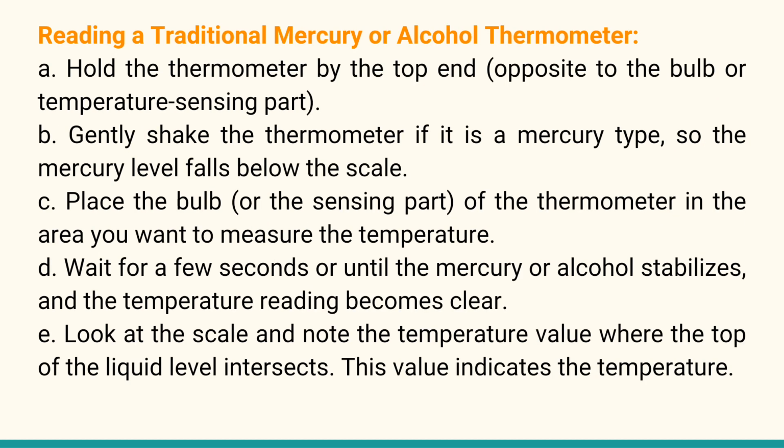Reading a traditional mercury or alcohol thermometer. A. Hold the thermometer by the top end, opposite to the bulb or temperature sensing part. B. Gently shake the thermometer if it is a mercury type, so the mercury level falls below the scale. C. Place the bulb, or the sensing part, of the thermometer in the area you want to measure the temperature. D. Wait for a few seconds or until the mercury or alcohol stabilizes, and the temperature reading becomes clear.